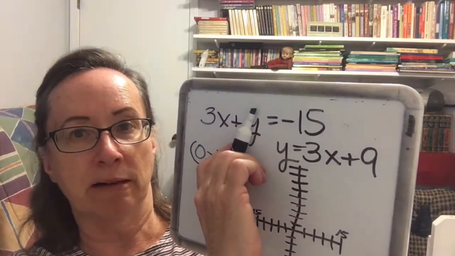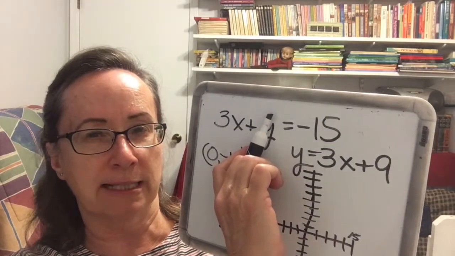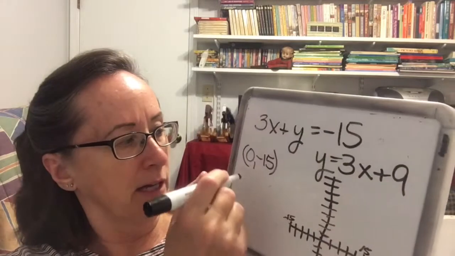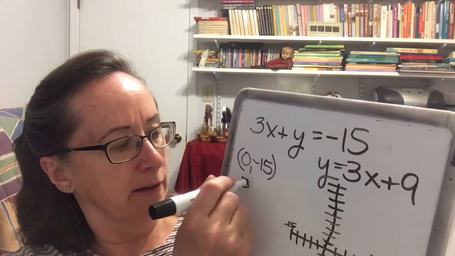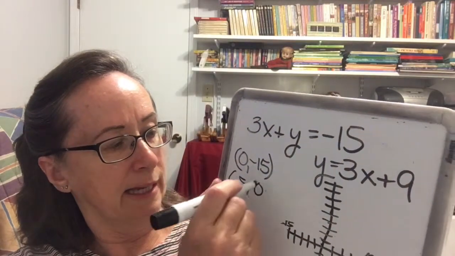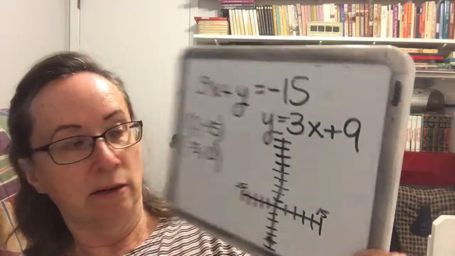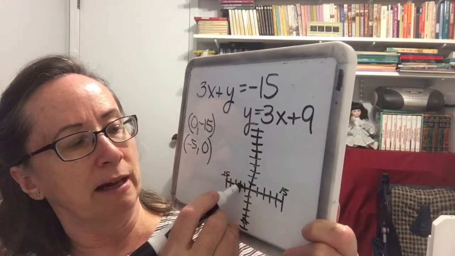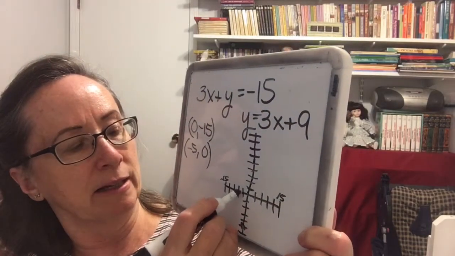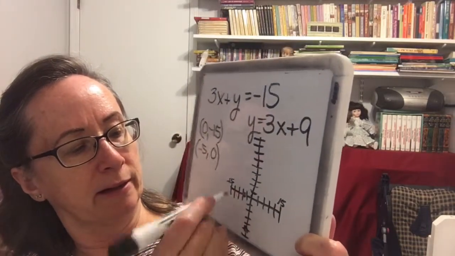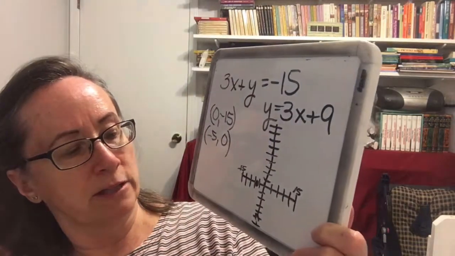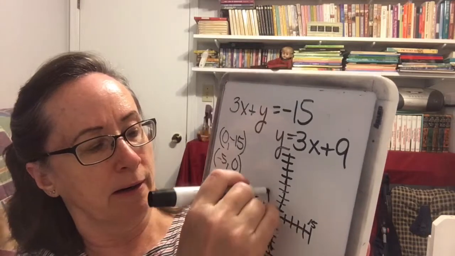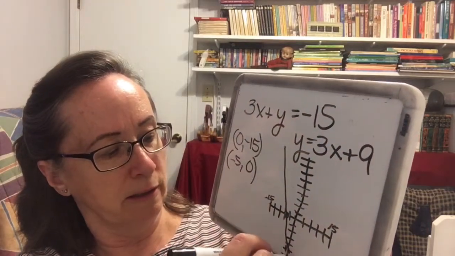Okay, so then we're going to let y be 0. If we let y be 0, we cover it up, then we get 3x is negative 15, which means that x is negative 5. So negative 5, 0 is a point. Okay, so we're counting by threes, so negative 5 is going to be not quite to the second one. So we'll put a point right there. Okay, so we're graphing this one and it's going up through here in this direction.